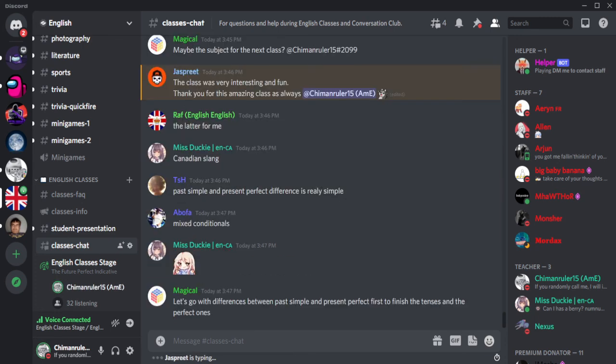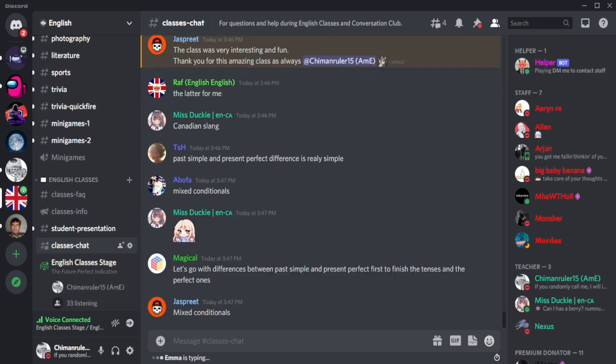Okay, so one person said that he wanted the other one, the past simple and present perfect difference. Two people wanted mixed conditionals. Someone else wants mixed conditionals. Someone says we should probably do past simple, present perfect first. I'm thinking the same thing too.